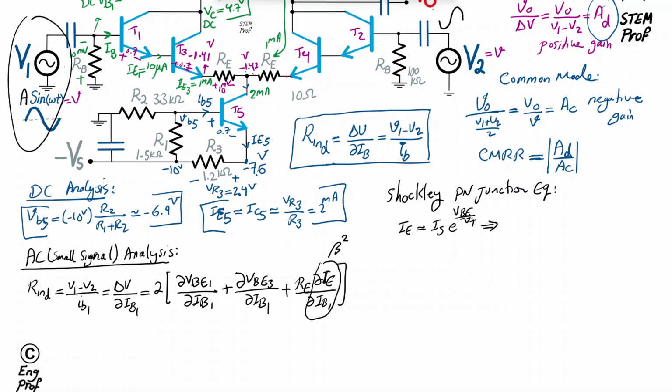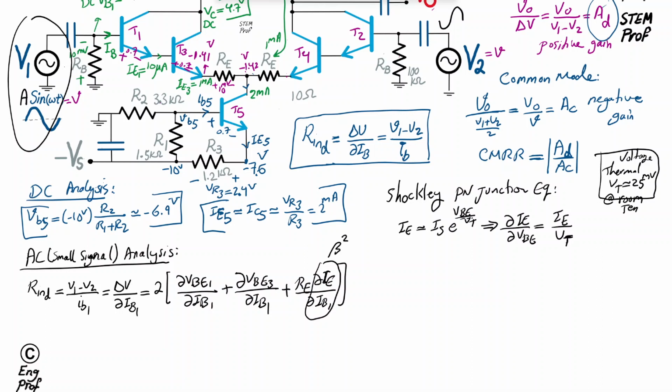What I need to do is take the partial derivative or derivative of IE with respect to the base emitter voltage, which if you simply compute is very straightforward. We get IE divided by VT. I'm going to write here that VT is the thermal voltage and is roughly 25 millivolt at room temperature for the p-n junction of the BJT transistor at room temperature.